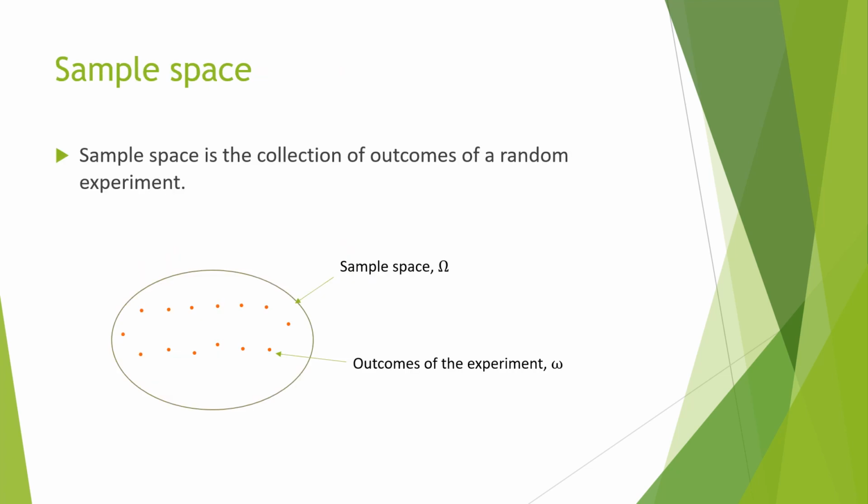The term that we discuss here is sample space. What is sample space? Sample space is the collection of outcomes of a random experiment. We have just seen that in a random experiment we have outcomes which are random. In this diagram, all these dots are the outcomes of the experiment. Each dot is an outcome, indicated as a small omega. The collection of all these outcomes is known as the sample space, which is indicated with capital omega.